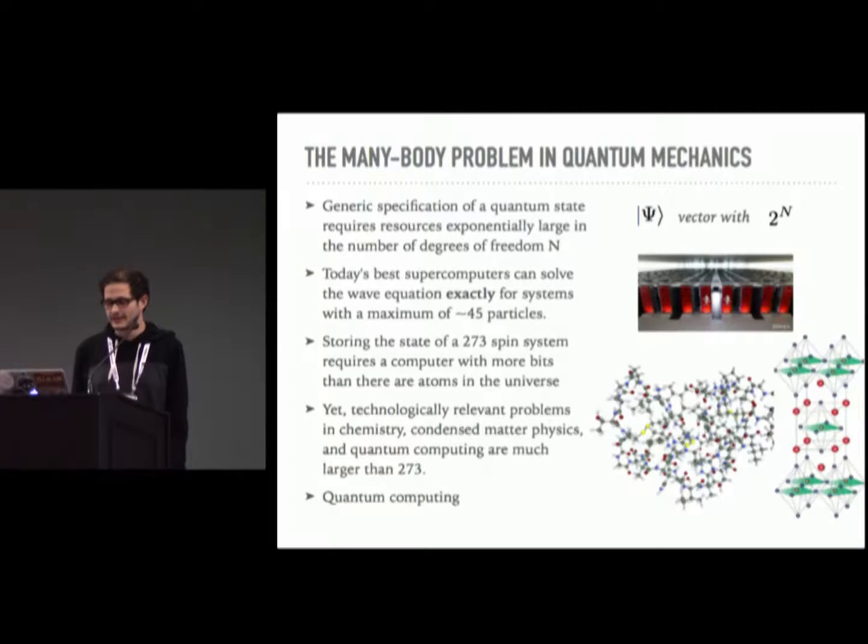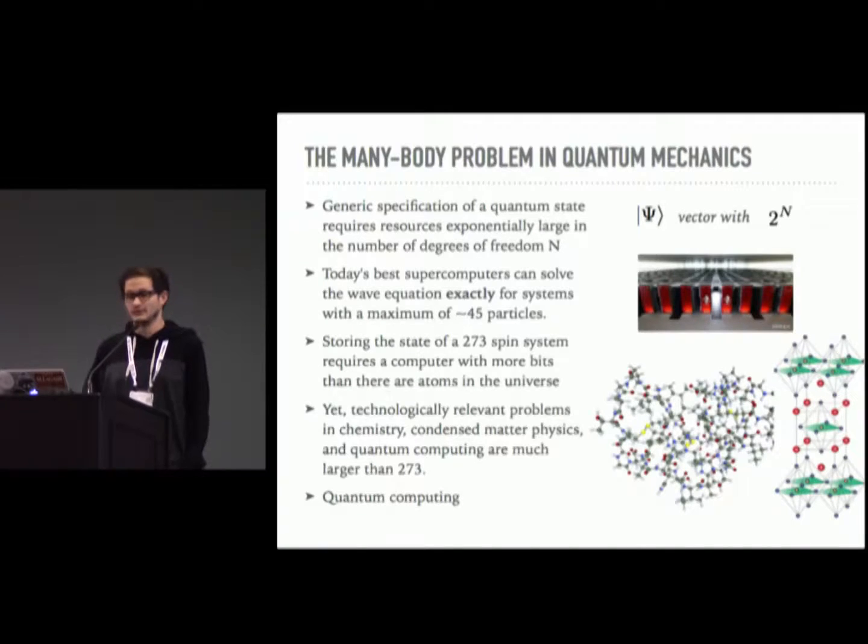So big problem, and it's so bad that storing the state of a 273 spin system requires a computer with more bits than there are atoms in the universe. So that's what we like to say. Any condensed matter physicist would argue that, and yet very important problems in chemistry and condensed matter and quantum computing are way larger than 273.